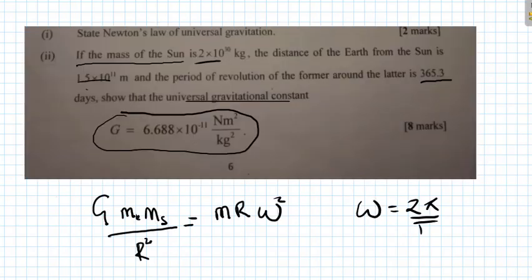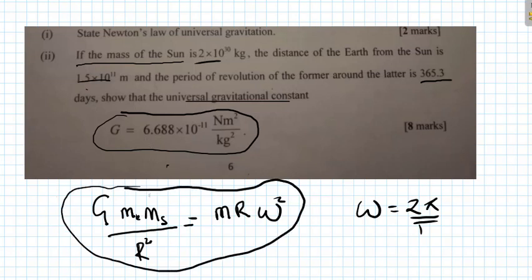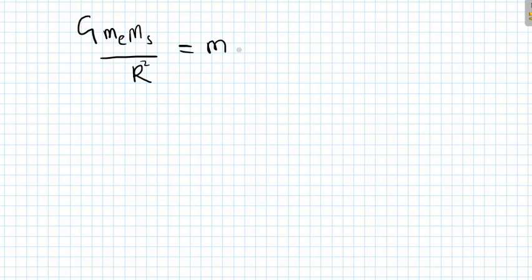Therefore, we're going to proceed and get this equation. So while there is this, we replace it with this. Okay? So we continue and say we have G m earth m sun over r squared is equal to m r, and we get 4 pi squared over T squared.